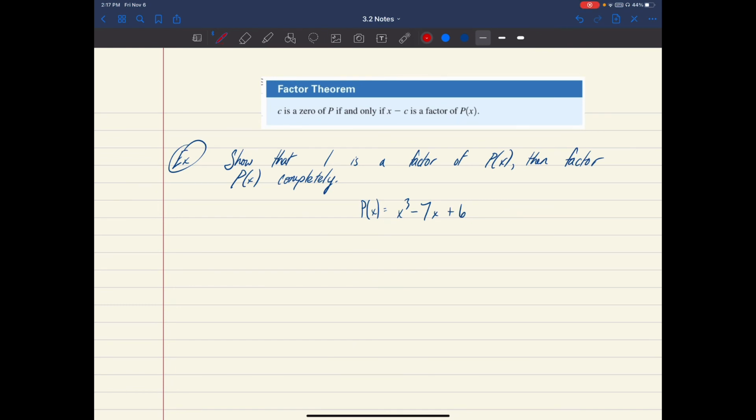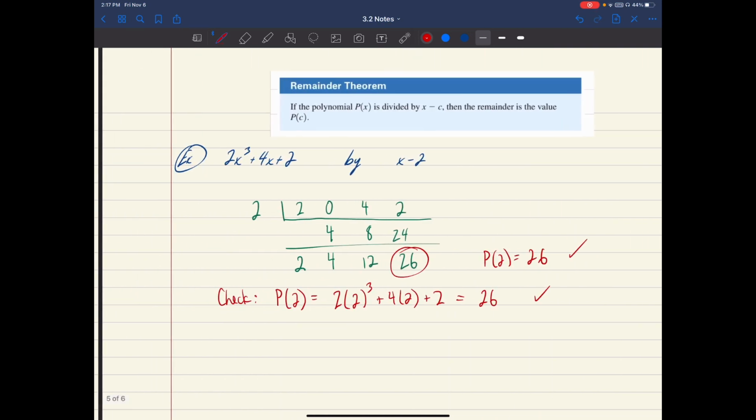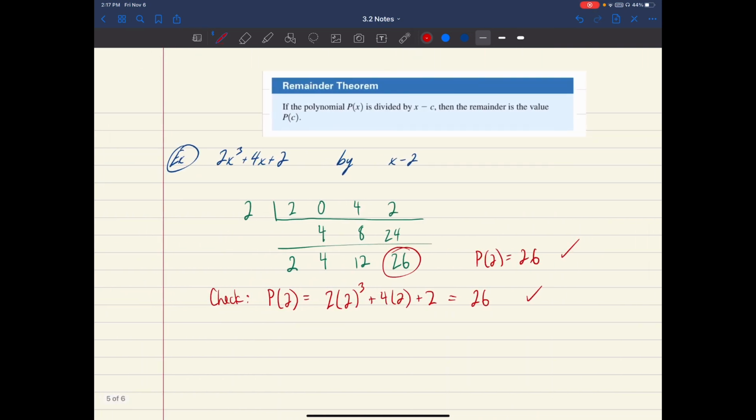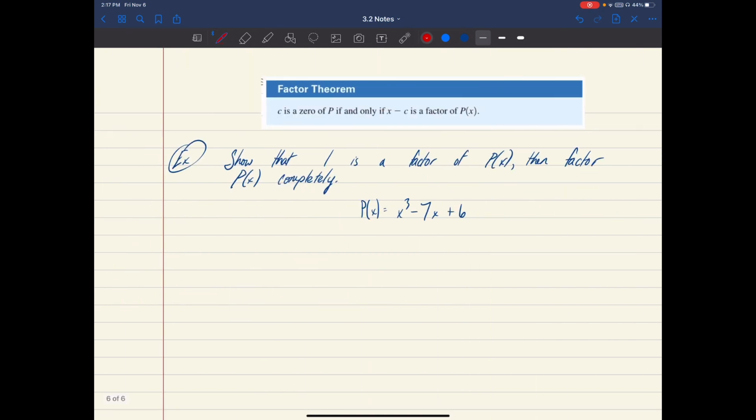Okay, so the factor theorem is this. C is a 0 of P if and only if x minus C is a factor of P of x. So if we look at the remainder theorem, this last entry, the remainder 26, is the same as though we were plugging in a number. So this is just an extension of that. So if 1 is a factor of p of x, then we're going to get a 0 in that last spot.